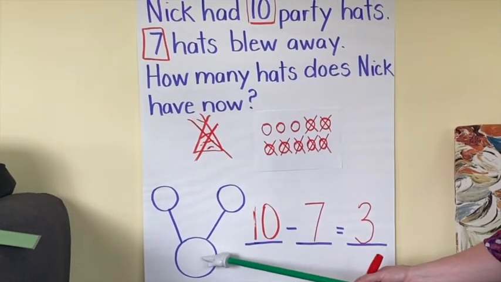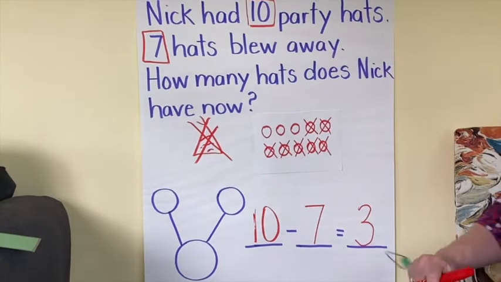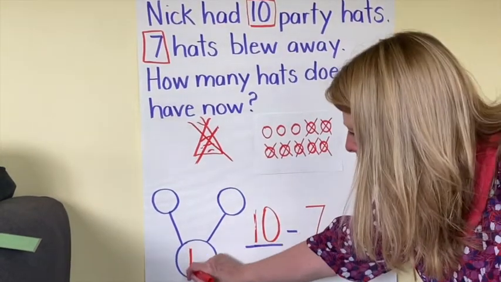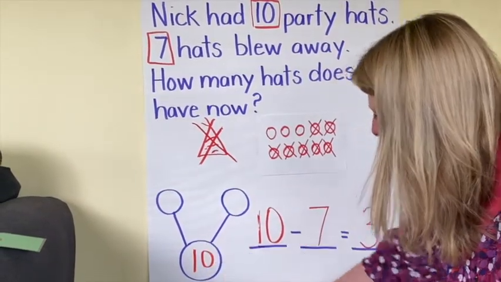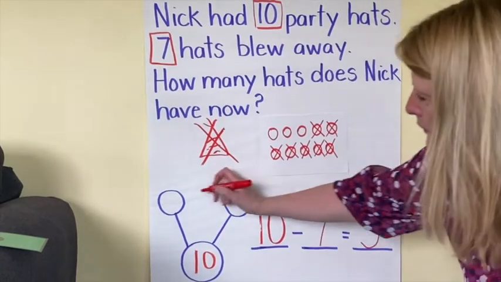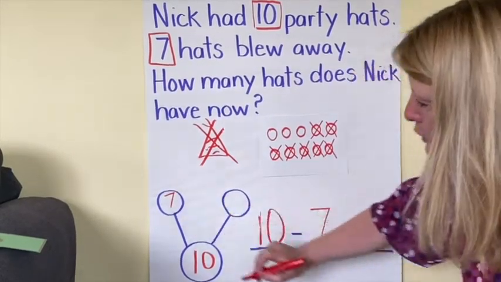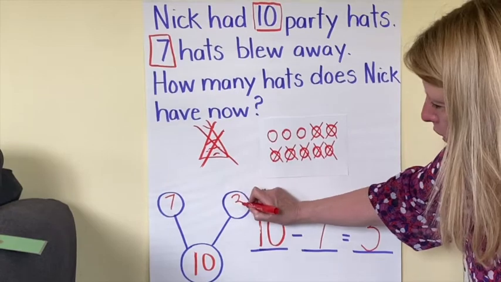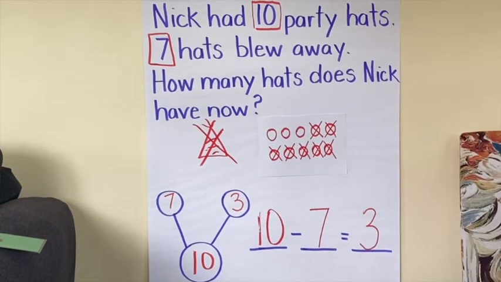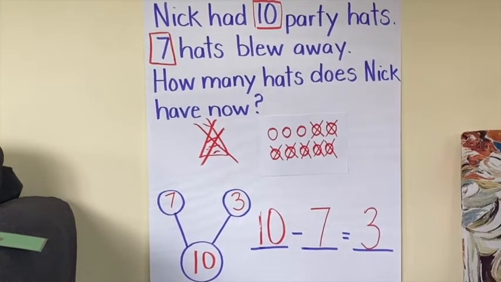Ooh, what was my whole? What was my number I started with? 10. My parts were 7 hats blown away. 3 were left. Great. We have just finished that first word problem.